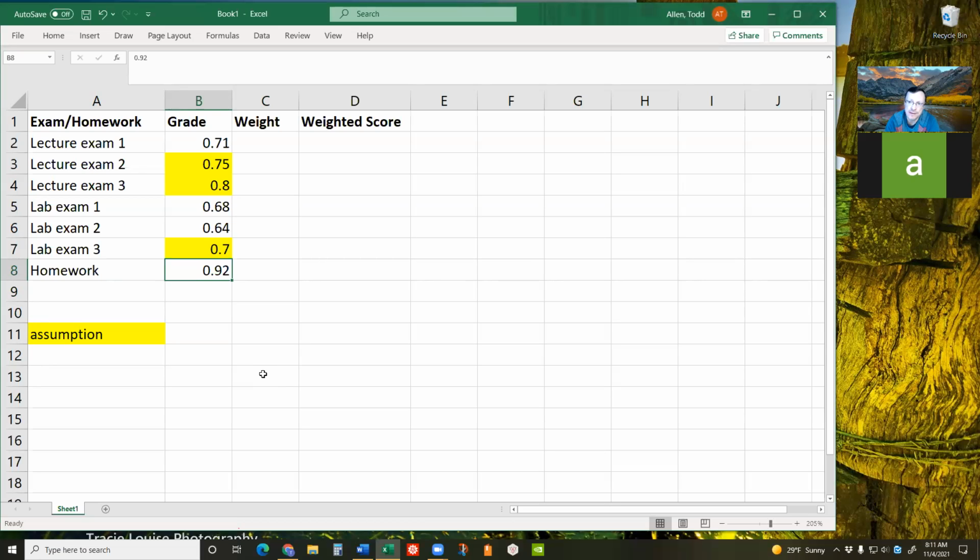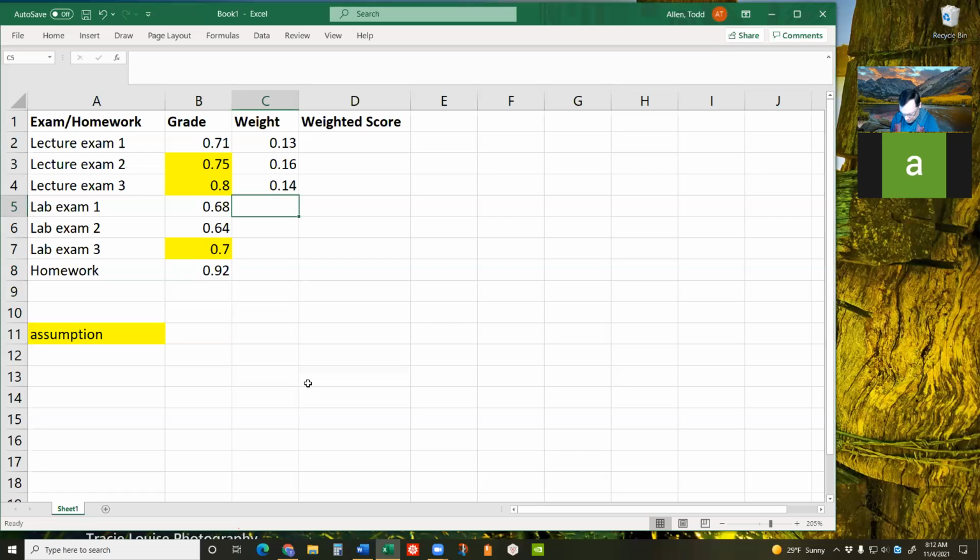As you take the exams, those yellow blocks will turn to white because you will have completed the exam and you will know your exam scores. All right. So in terms of column C, the weight, I'm going to take the weights which are printed on the front page of your syllabus. This was presented to you on the first day of class. Lecture exam 1 is weighted as 13% of your grade. You type in the decimal version of 13%, which is 0.13. Lecture exam 2 is 16%. Lecture exam 3 is 14%.